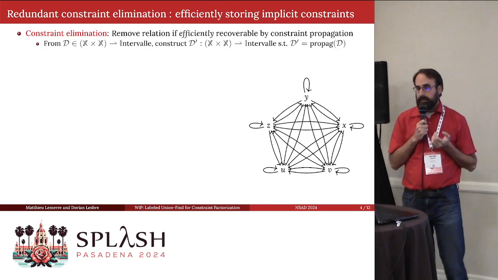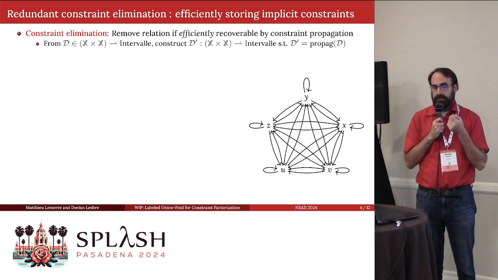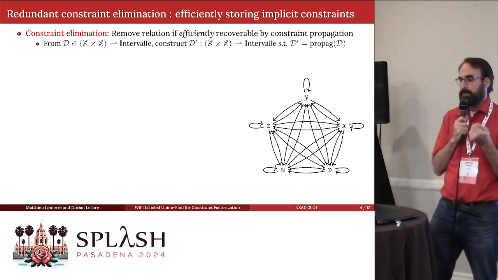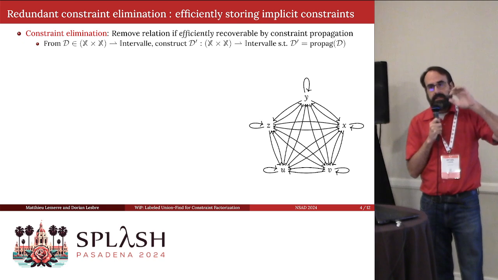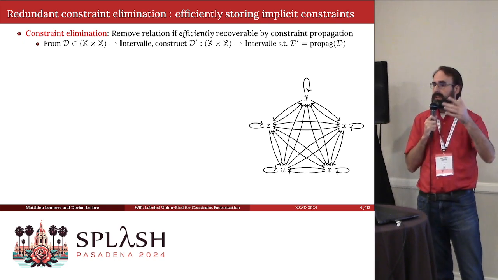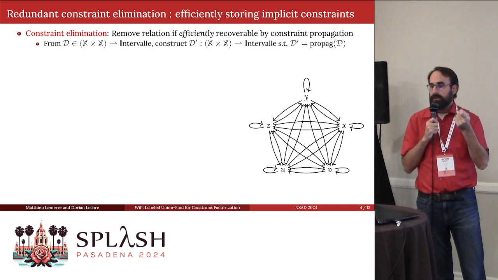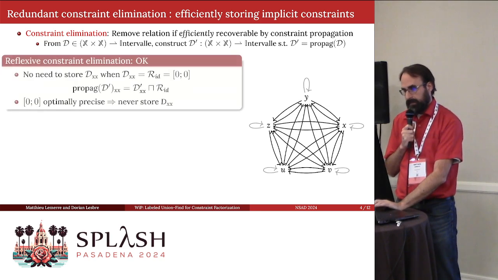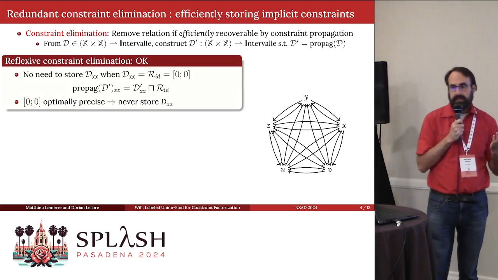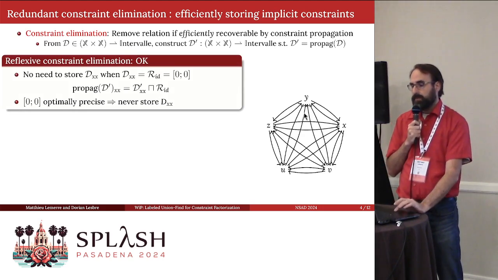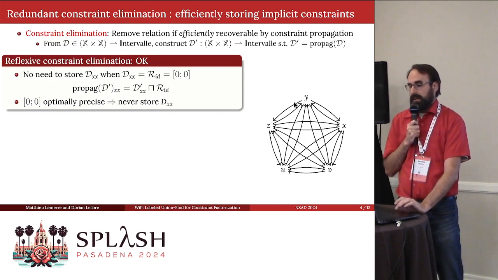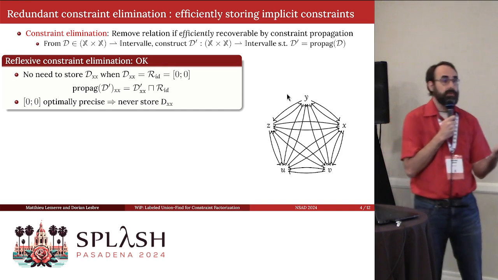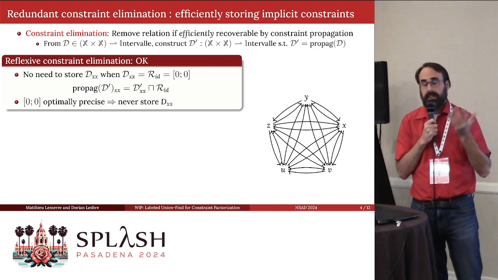So the idea that we get is, okay, maybe we can make the domain more efficient by doing the contrary of constraint propagation, which we'll be calling constraint elimination. So the idea is that we want to remove some relations if they can be efficiently recovered by constraint propagation. So, for instance, we can do reflexive constraint elimination. So you don't actually need to store the relation between y and y because you will not be able to have something more precise than the 0,0 interval. So you don't need to store this information. It is implicit in your set of constraints.